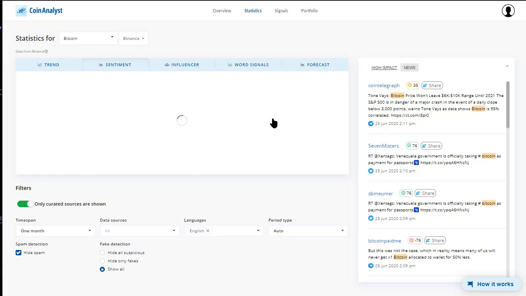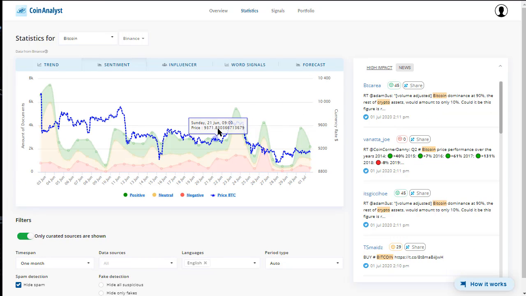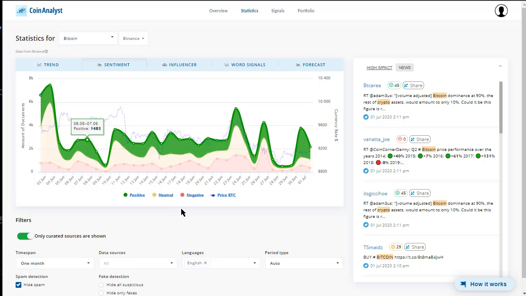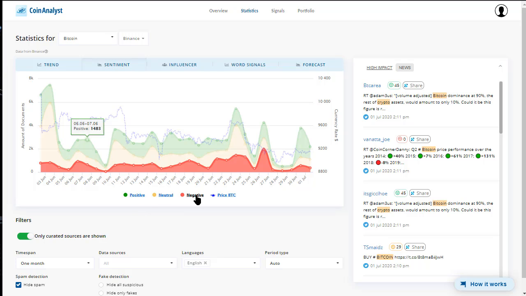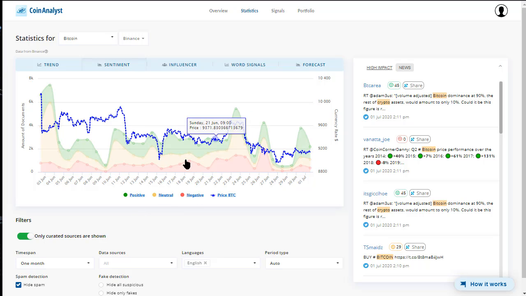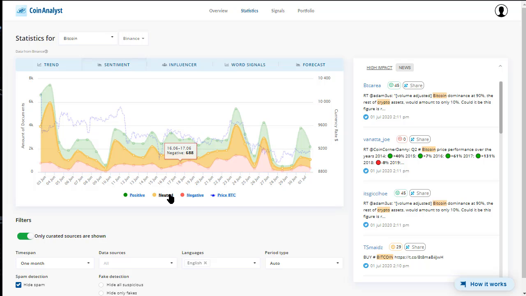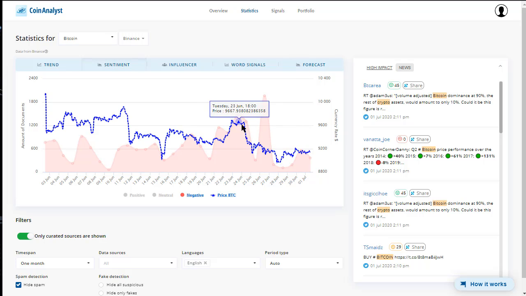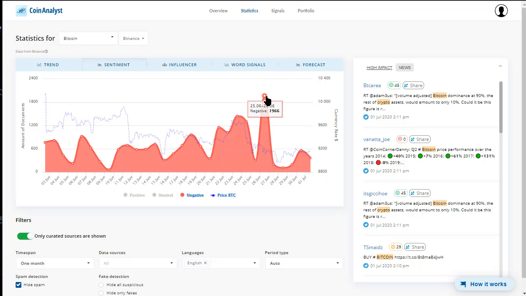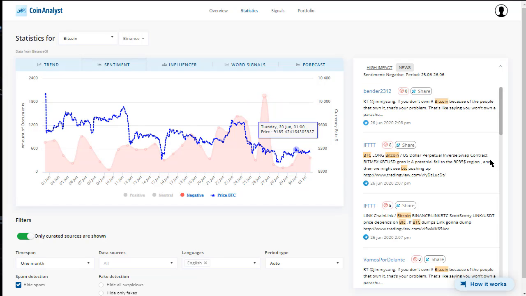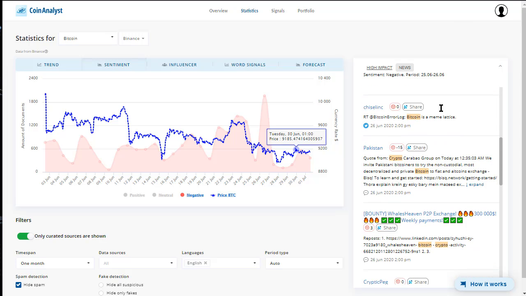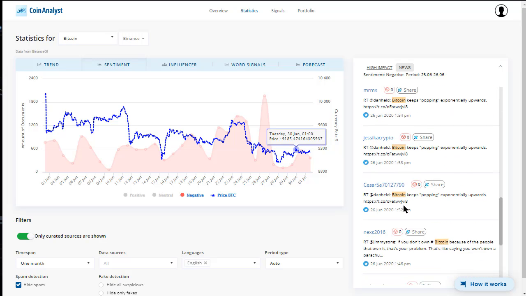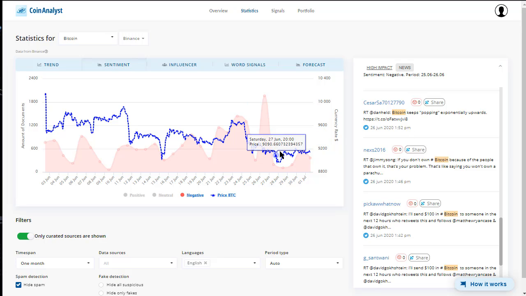You can also click on sentiment. Here you have everything separated into people who are talking positive, people who are talking neutral, and people who are talking negative. Especially for smaller coins, it's really interesting to see the negative. You see here after the price drop, you have a really big spike. It could be really interesting to click on it and read through it yourself. What happened there? Why are people talking so negative? And make your decisions based on that.